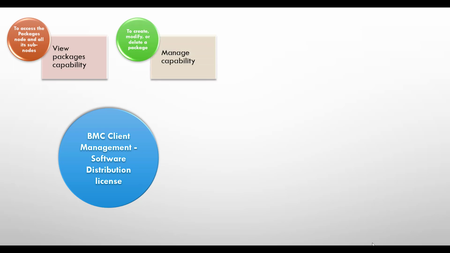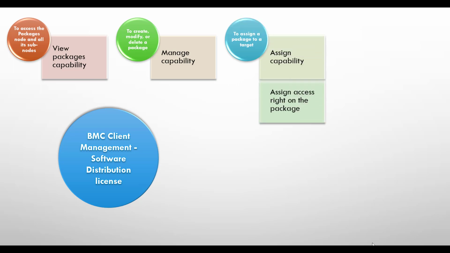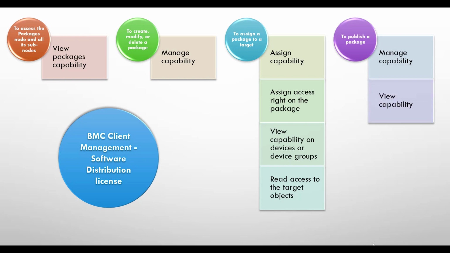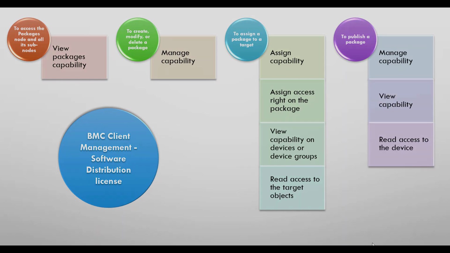To assign a package to a target, you will need the Assign capability and the Assign access right on the package. You will also need at least the View capability on devices or device groups, and at least read access to the target objects. To publish a package, you will need the Manage capability, View capability, and read access to the device on which the package is to be published.